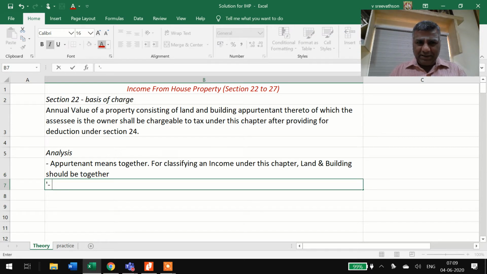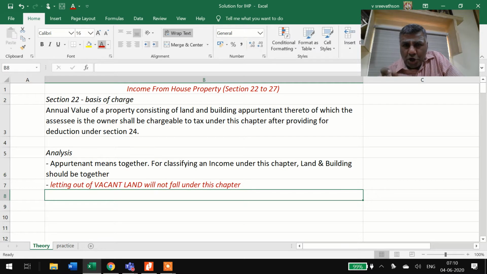This leads to one of the vital definitions: letting out of vacant land will not fall under this chapter. To come into this chapter, my dear friends, it should be land and building together. Mere vacant land will not enter this chapter. I'm not saying it is not at all taxable. It is not taxable under this chapter.